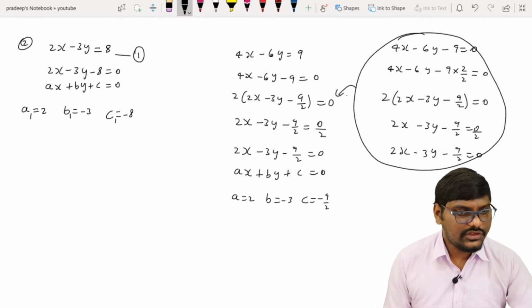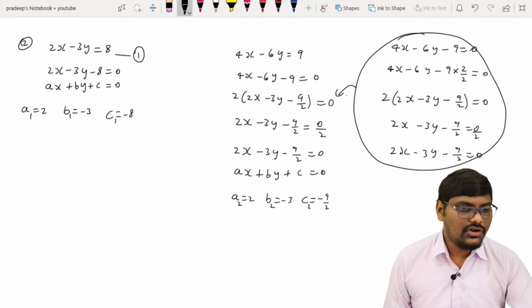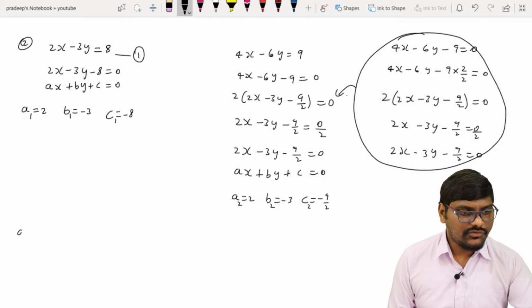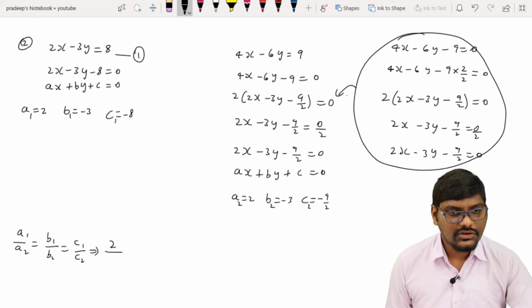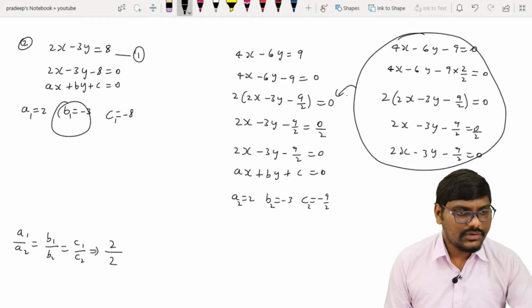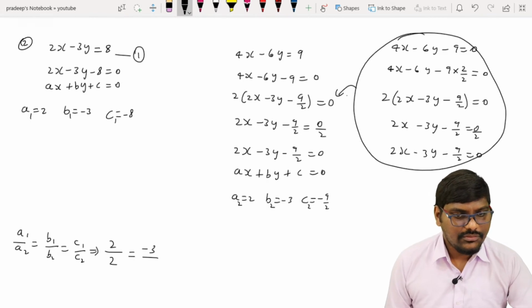So this is a1, b1, c1 we got, and this is a2, b2, c2 we got. Now we will show this in the format a1 by a2 is equal to b1 by b2, which is again equal to c1 by c2. So a1 is 2, then a2 is also 2, and b1 is minus 3, so b2 is also minus 3.